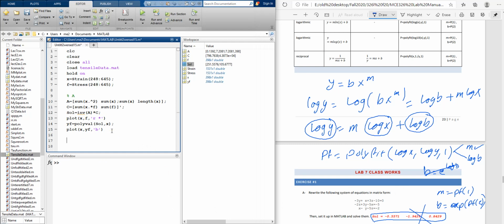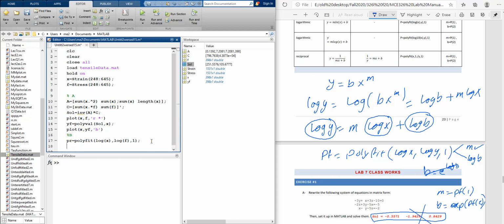Now let us do the same thing. Say that this is part b. In part b, we are using the power function. For the power function, again, we can say the power function PR equals polyfit. I'm fitting the data in x direction, not x, it is log of the strain, which is here x, and data in y direction, it is log of f, first order.